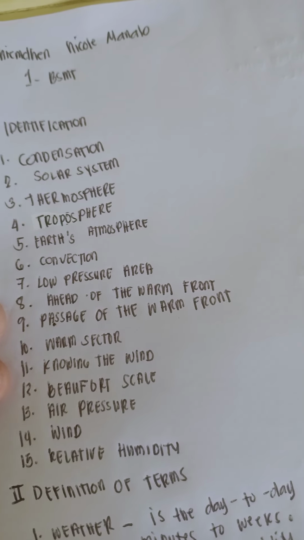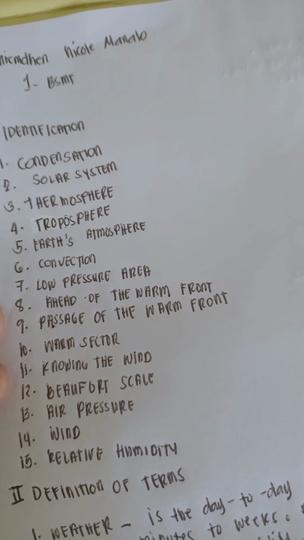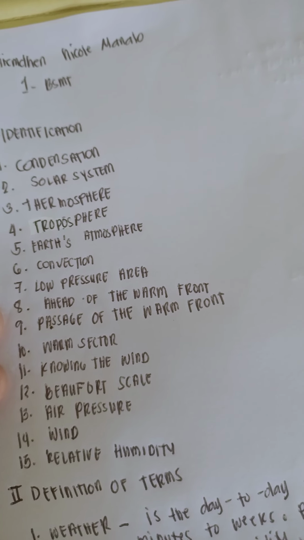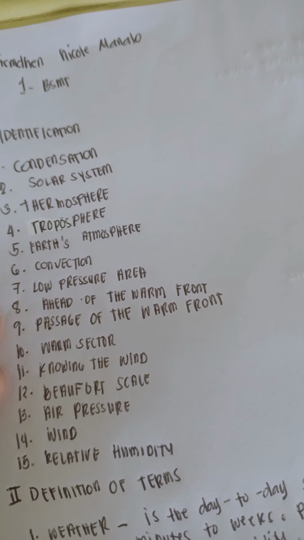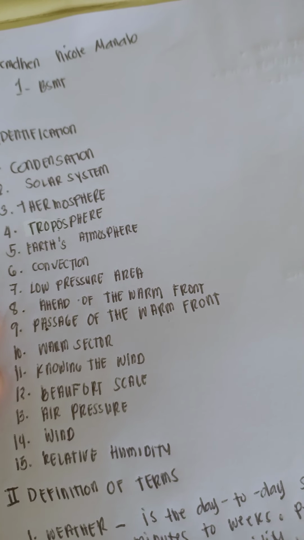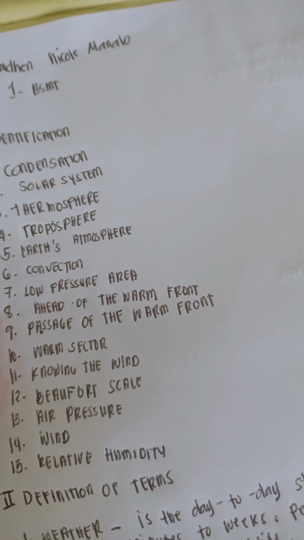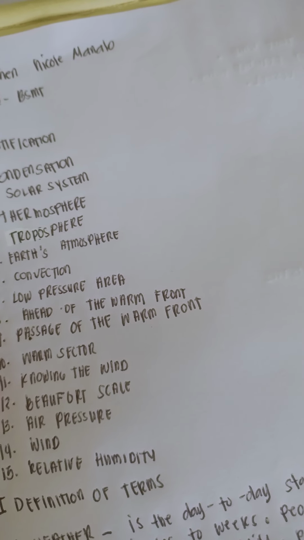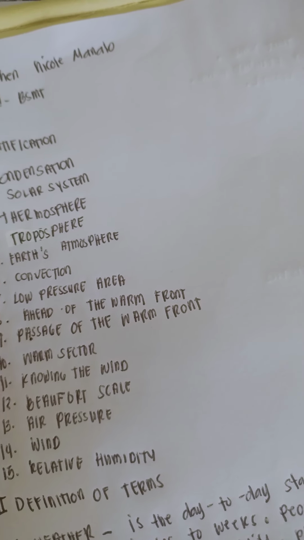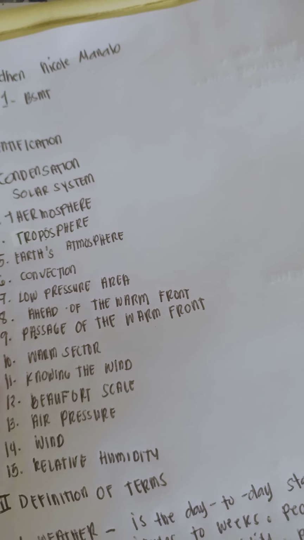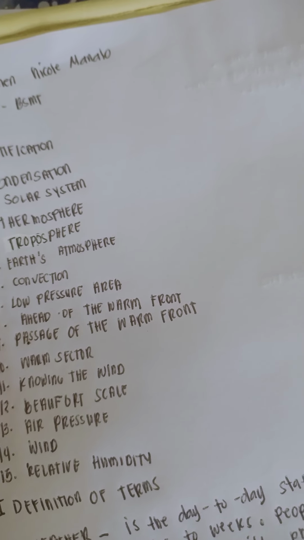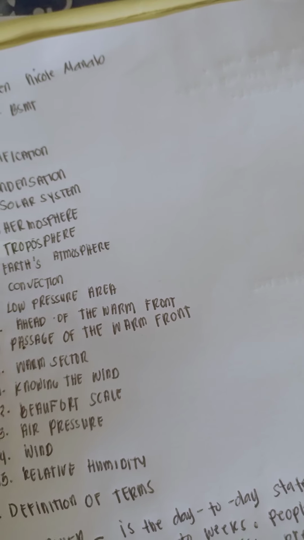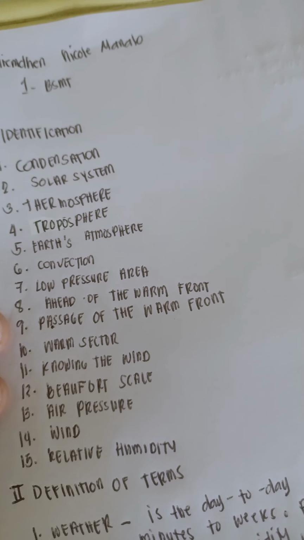Number 8. Which part of the front is it when pressure starts to fall, the temperature is quite cold then starts to rise, cloud base drops and thickens, cirrus and altostratus appear, and the wind speed increases and the direction backs? We have ahead of the warm front.